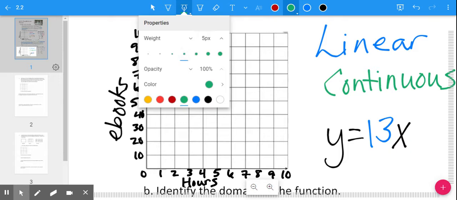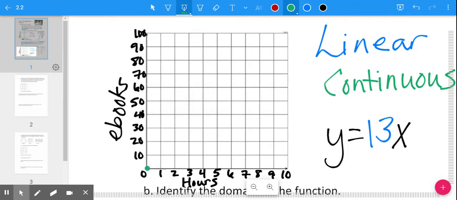So when we plug in each of our values, 0 books at 0 minutes, 13 books at 1, 26 at 2, 39 at 3, 52 at 4, 65 at 5, 78 at 6, at 7 would be 91, and 8 would be 104. So that's off the grid. So we connect these next because it's continuous.